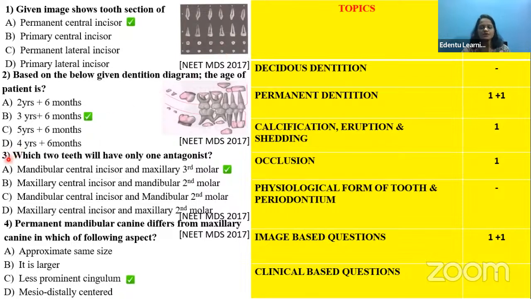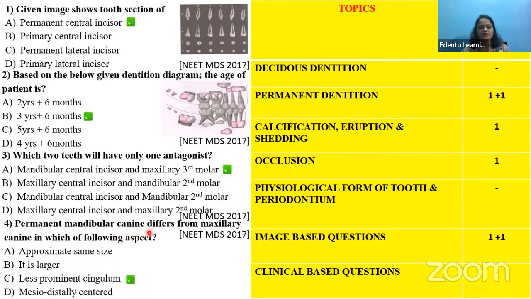Now, moving on to the third question, from NEET MDS 2017. Which two teeth will have only one antagonist? The mandibular central incisor and the maxillary third molar will have only one antagonist. We will again put this under the permanent dentition topic.